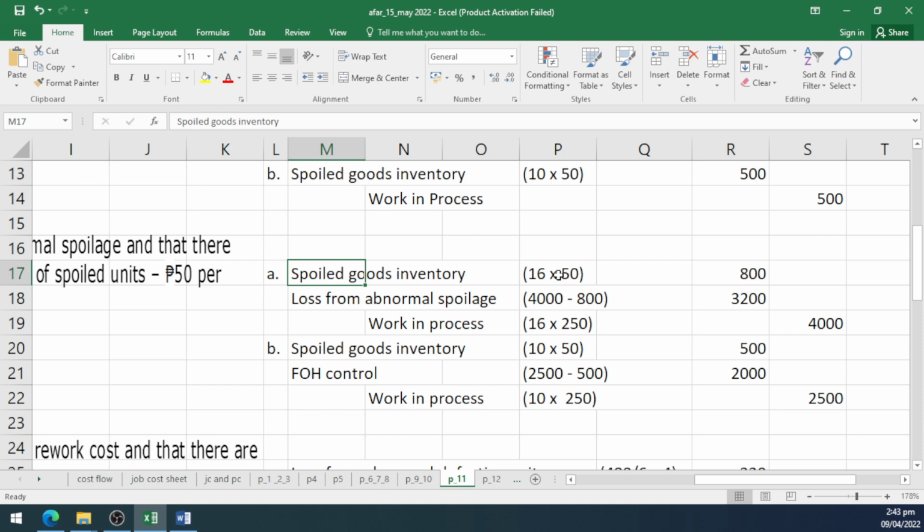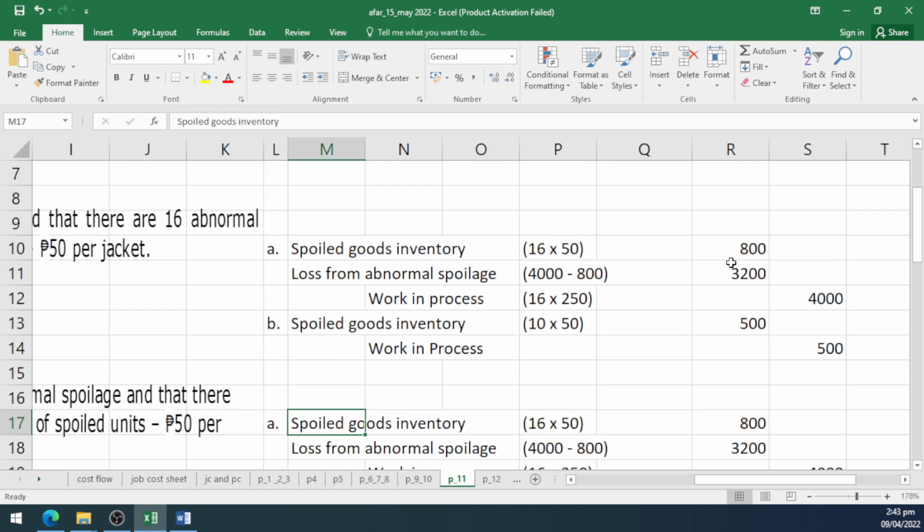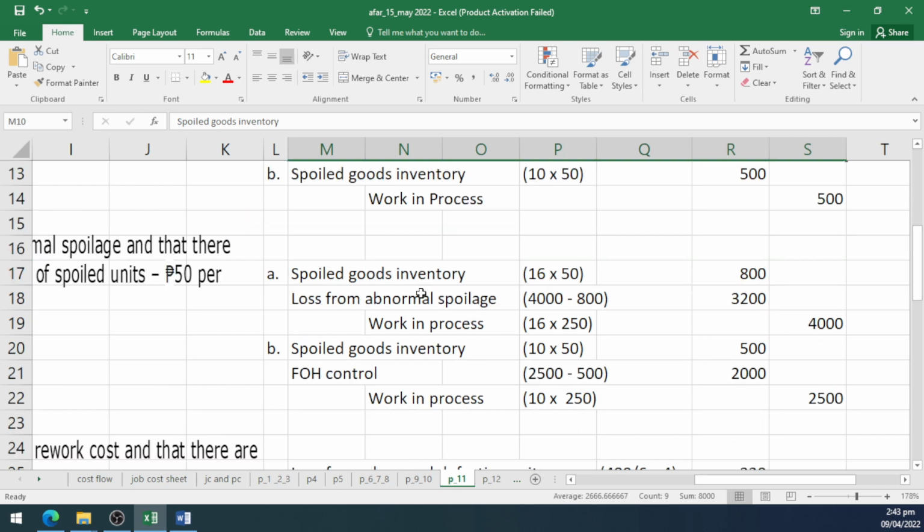Pareho pa rin kanina, yun pa rin ang ating entry. Wala namang pagkaiba dyan kanina eh. Pag abnormal, wala namang kasing method yan, class. Okay? So, same thing here. Yan po ito. Pareho lang yan. Yan, sa letter B, to record the normal spoilage using the method na apply to all jobs, ang ating spoiled goods inventory, ayan po, 500, yung loss on normal spoilage na kanina kinompute ko rin, pinakita ko sa inyo yung 2,000. Hindi po natin yun iiwan doon sa work in process. I-charge natin yun sa factory overhead control.